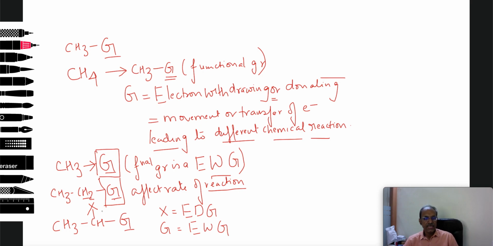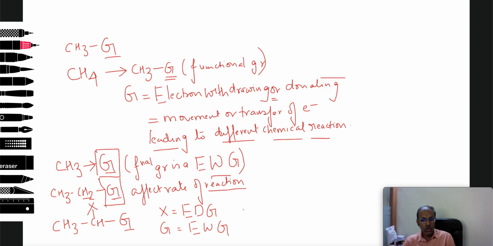Now, the function of the two, G here, here and here, all the three are same. But due to its close proximity, that means X functional group is near to G, the presence of X can affect the chemical reactivity pattern of this particular molecule.